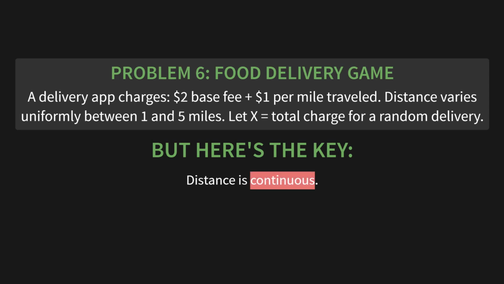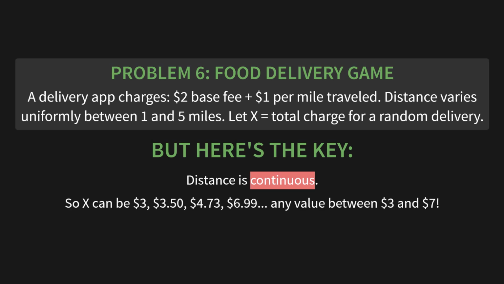But wait, here's what makes this interesting. The distance is continuous. We're not just talking about 1 mile, 2 miles, 3 miles. No. The delivery could be 1.5 miles, 3.7 miles, 4.999 miles, literally any value between 1 and 5. So X can be $3, $3.50, $4.73, $6.99, basically any amount between $3 and $7. Mathematically, we say X takes values in the interval from $3 to $7.